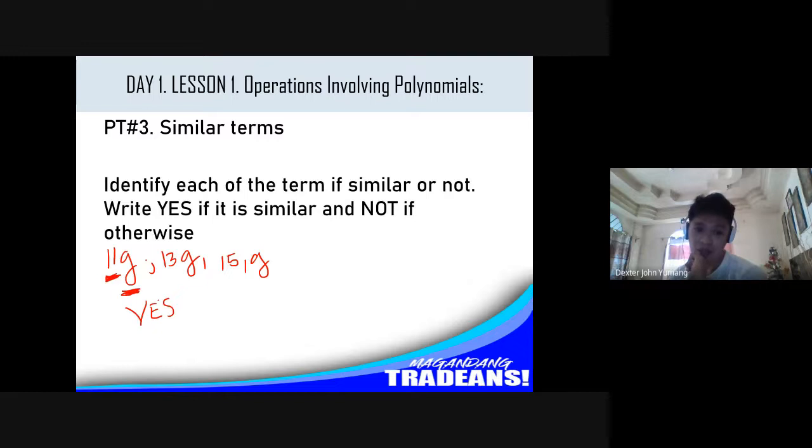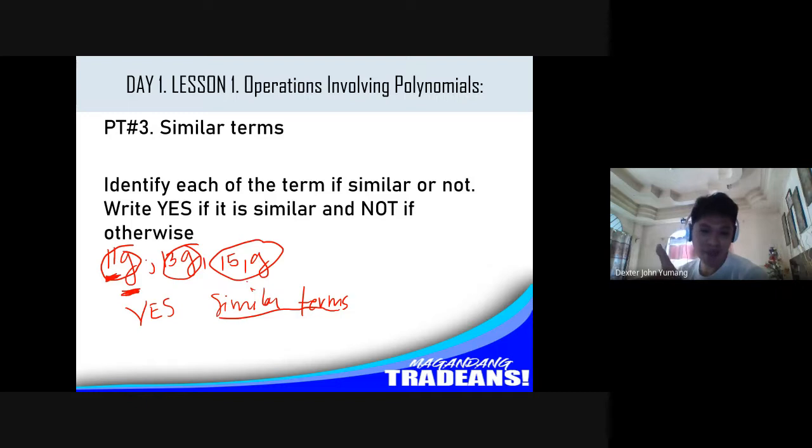Therefore, ang tawag po dito sa kanila is similar terms. Bakit po? This is the first term. This is the second term. This is the third term. Bakit po similar terms sila? Dahil pareho sila ng apelyido. Ano yung apelyido nila? G. G, G. So kapag pareho silang similar terms or ng apelyido na tinatawag, they are called similar terms or pareho sila ng literal coefficient. Now, ano yung first name nila dito? Yung first name nila yung number 11, 13, 15.